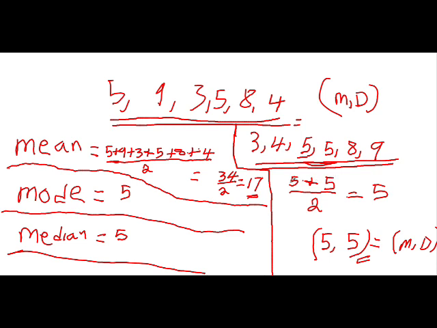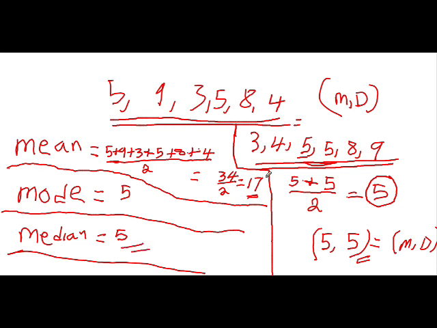You add it first, so 5 plus 5, which is the 2 middle numbers. Then you divide that by 2. Of course, 5 plus 5 is what? 10. And when you divide 10 by 2, you get 5. So that is your median right here.